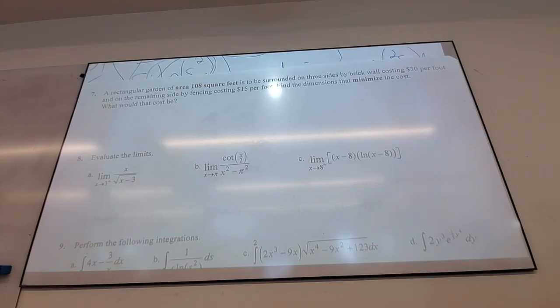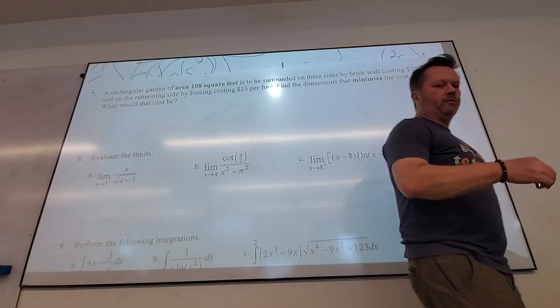So I have a garden to be surrounded on 3 sides by a brick wall. There's all these wolves that come and try to blow it down. And on the remaining side by less expensive fence. I don't know what's happening in this situation, but that's just the way it is. Okay. Can you draw that picture and pick variables appropriately?